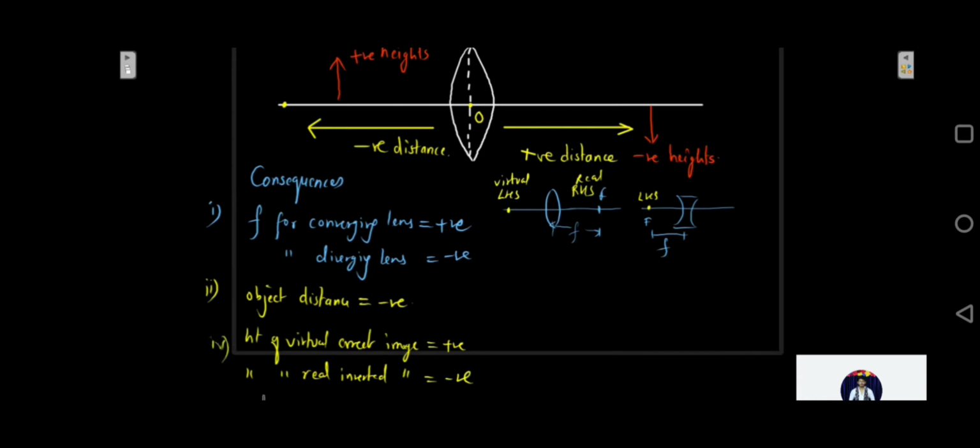And fifth point is the linear magnification is positive for virtual image and negative for real image. So magnification is positive for virtual image and it is going to be negative for real image. This is point number 5. Okay, so these are the different consequences of the sign convention.